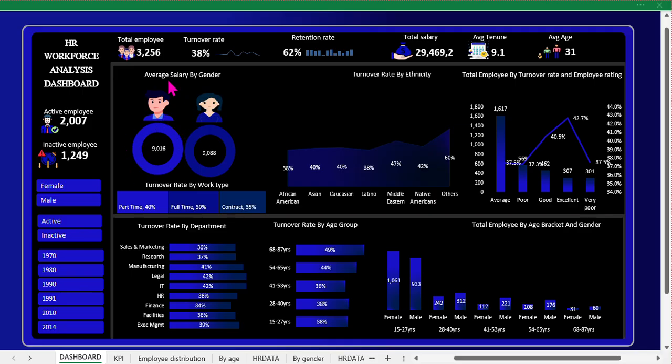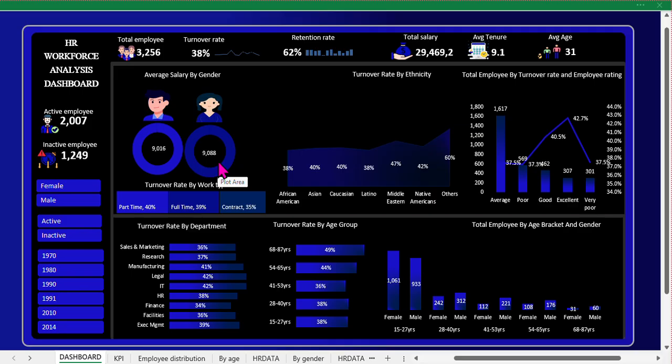Okay, now going over to the charts, we have our gender here. We have our average salary by gender, and we can see that the male salary here is 9,016 and the female is 9,088. Okay, now this simply means that there is no significant gender pay gap detected here. That is what it simply means. And the organization maintains pay equity, promoting fairness and inclusion.